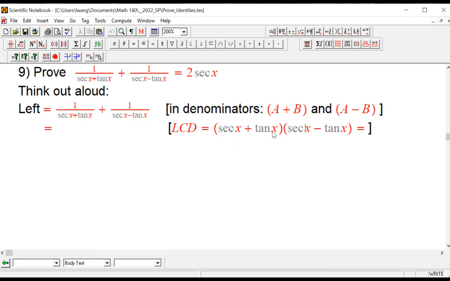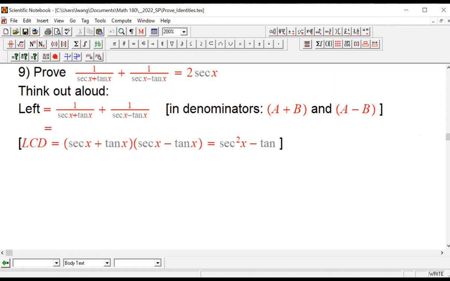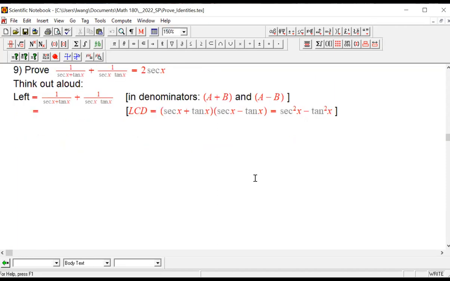And what is more, A plus B times A minus B is A squared minus B squared. So this is A, and that's B, right? That's going to be secant squared of x minus tangent squared of x. So my common denominator actually has two forms, and I can use either one. So now I'm going to make that common denominator. I'm going to copy and paste my original expression.